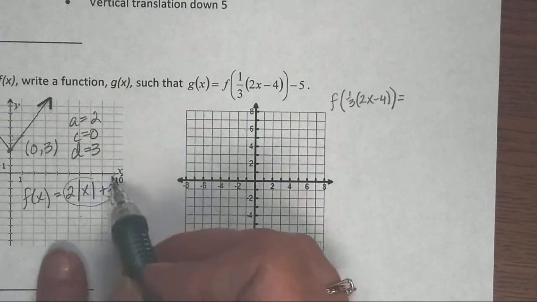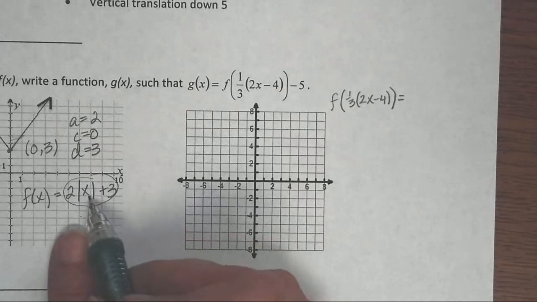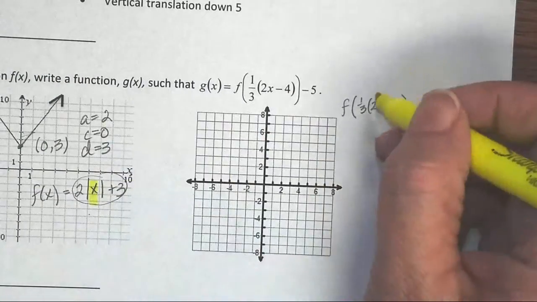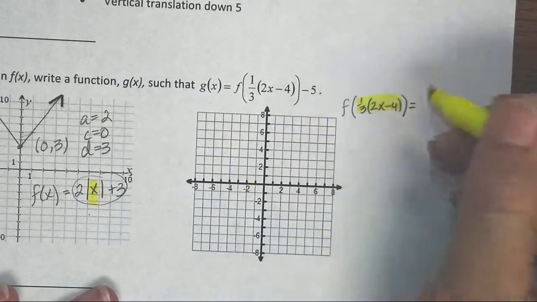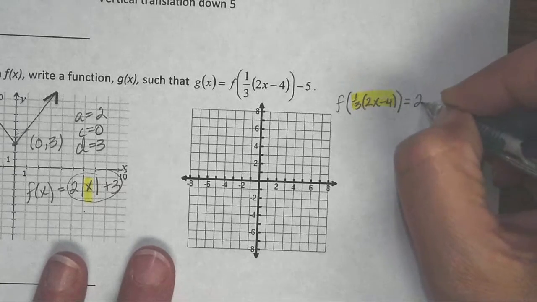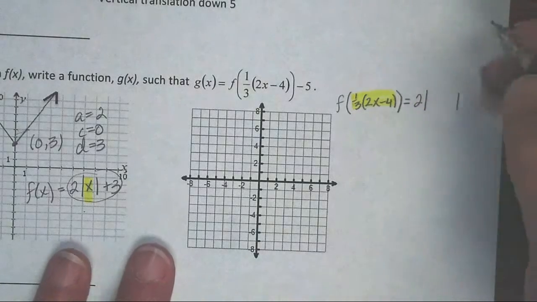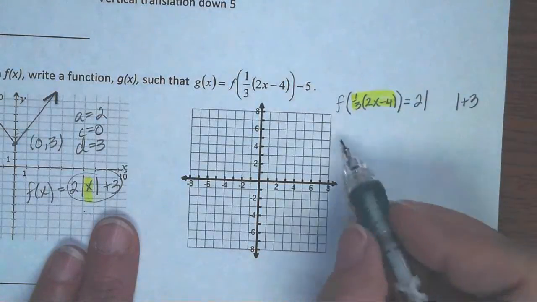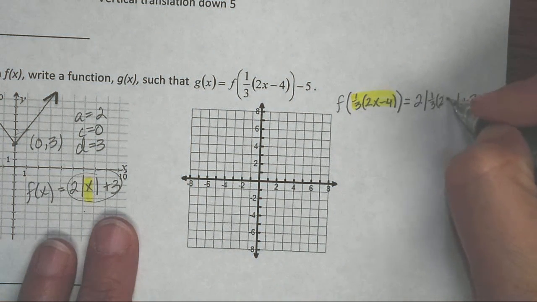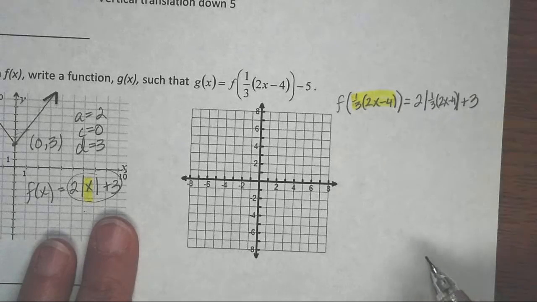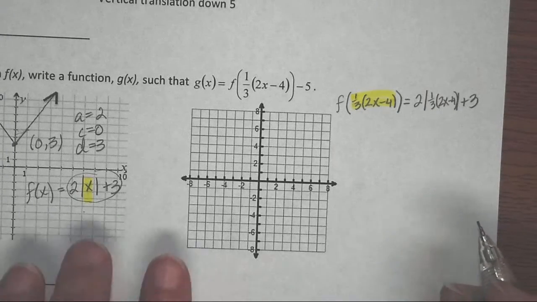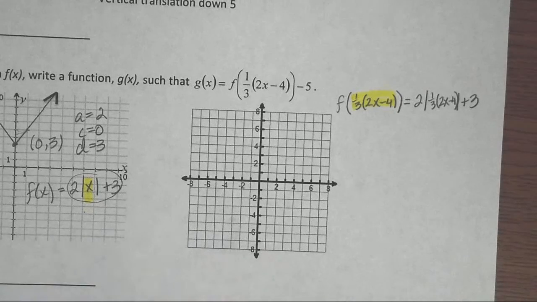So I come back over here to my f of x function, and instead of x for my input, here's where my input normally goes. I'm going to put this big ugly mess in my input. So I've got 2 times my input plus 3. That would be f of this. So in my input, I'll have 1/3 times 2x minus 4. Now I really could make this a little bit nicer, but let's hold off on it for just a moment.